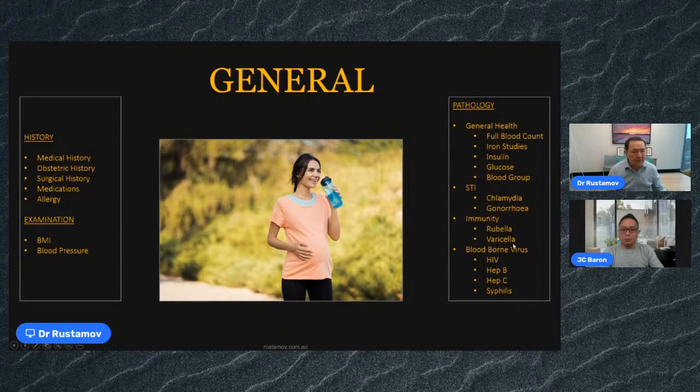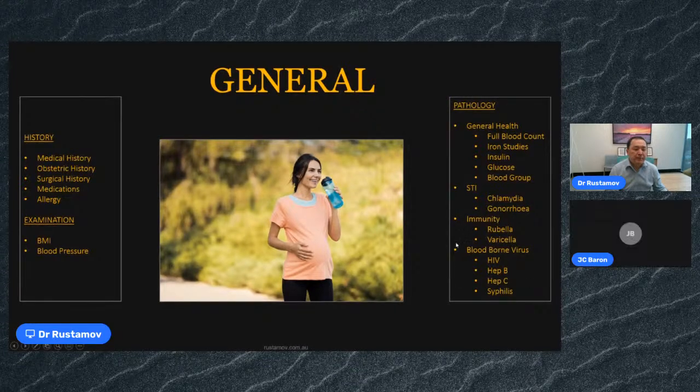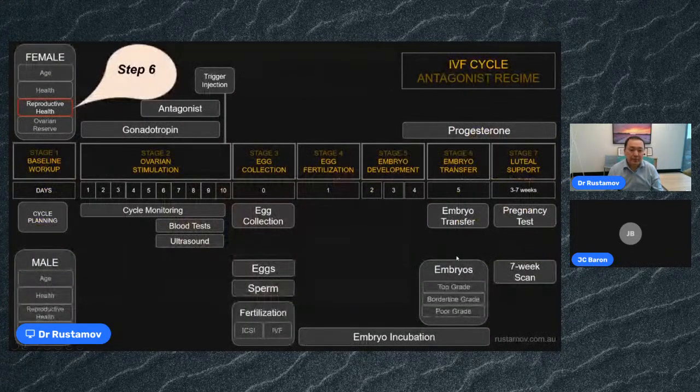If they get rubella and varicella, if they're not immune, then we recommend doing immunization. Then we also check for blood-borne viruses before starting fertility treatment.